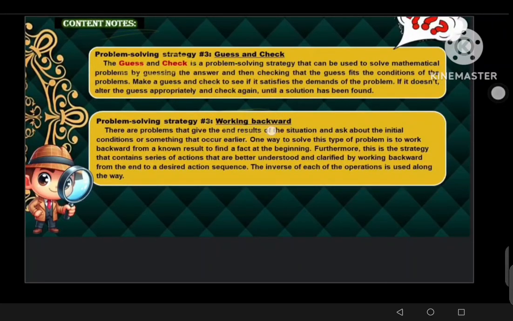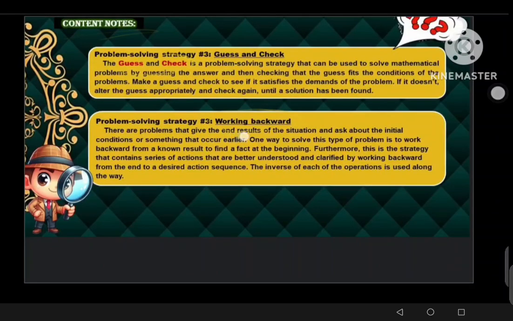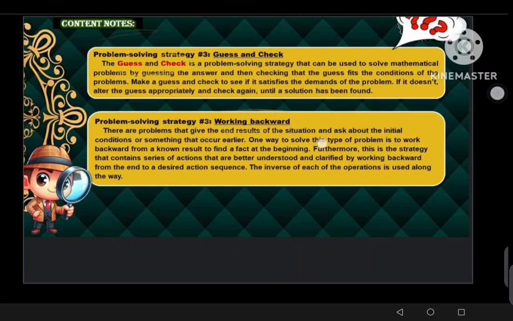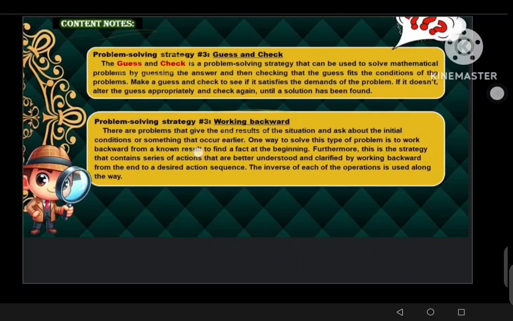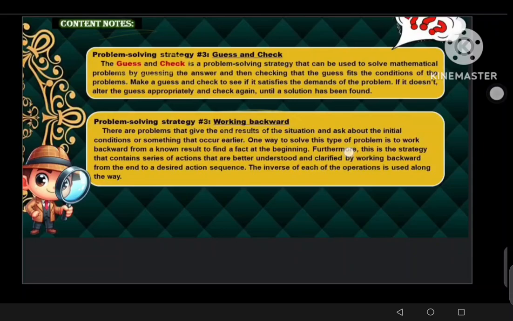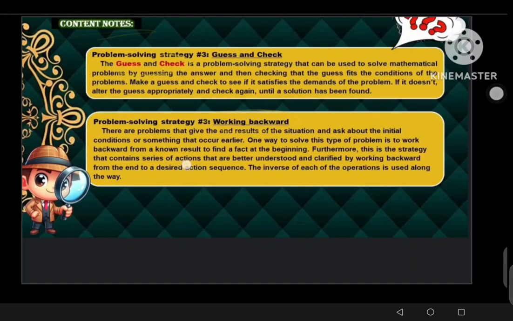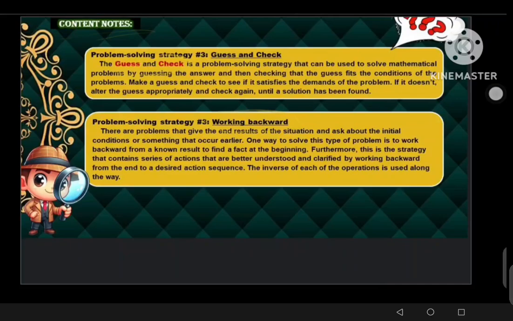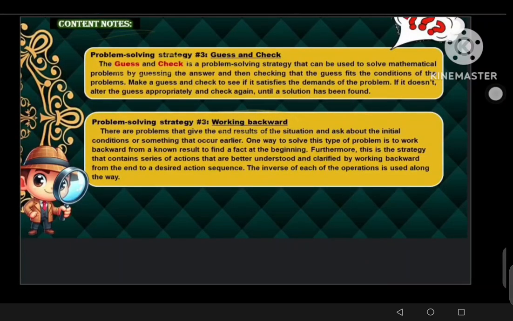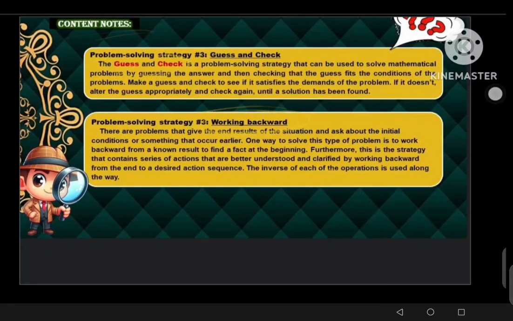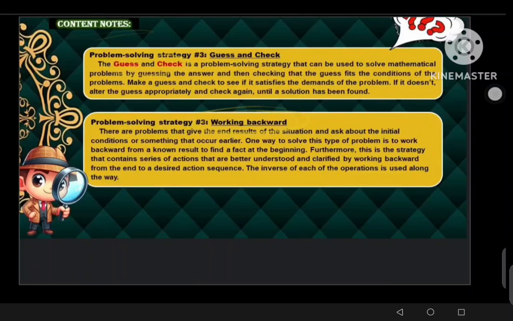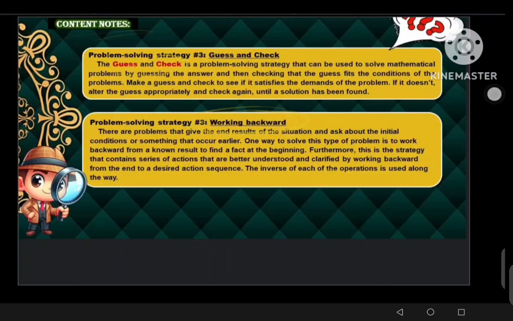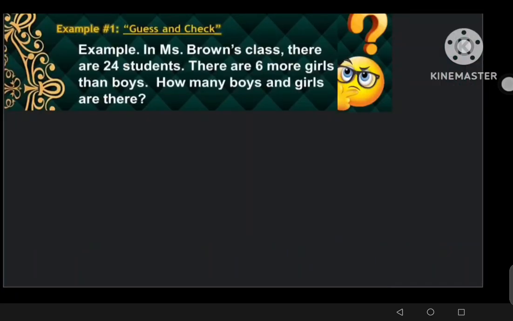Okay? So when we say working backward, there are problems that give the end results of the situation and ask about the initial conditions or something that occurred earlier. One way to solve this type of problem is to work backward from a known result to find a fact at the beginning. Furthermore, this is the strategy that contains a series of actions that are better understood and clarified by working backward from the end of the desired action sequence. The inverse of each of the operations is used along the way. So in other words, when we say working backward, this strategy means starting from the end of the problem and reversing the steps to reach the beginning. So you are working backward and then going to the starting point, something like that.